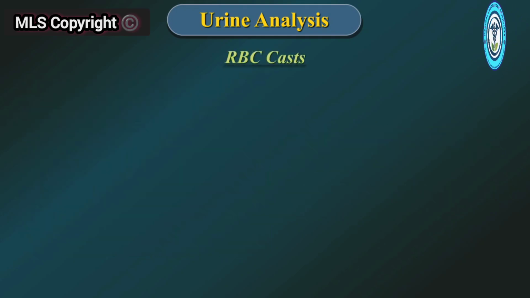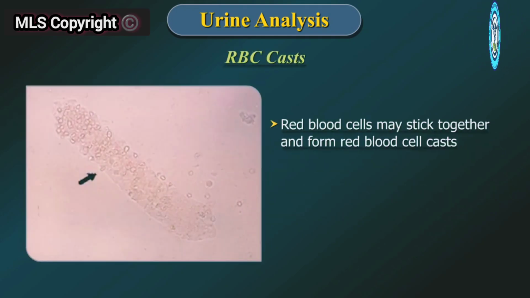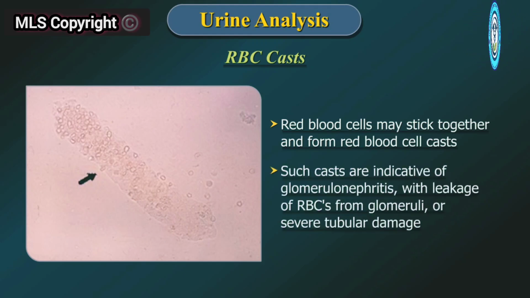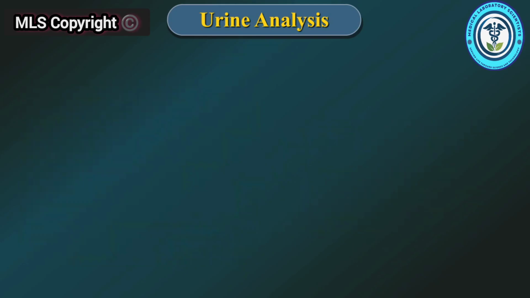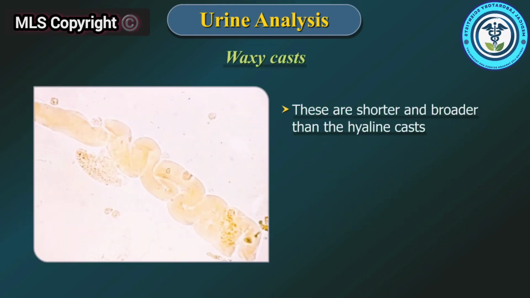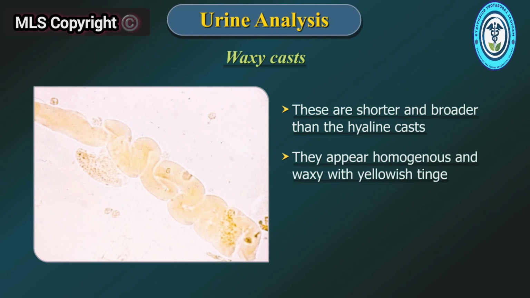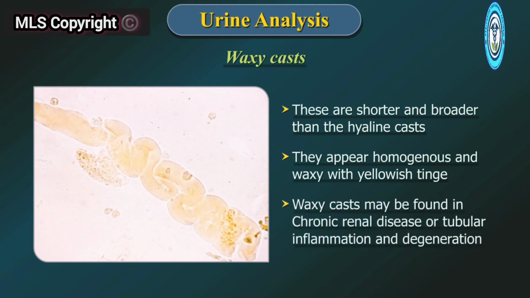disorder. RBC casts. RBC cells may stick together and form red blood cell casts. Such casts are indicative of glomerulonephritis with leakage of RBCs from glomeruli or severe tubular damage. Waxy casts are shorter and broader than the hyaline cast. They appear homogeneous and waxy with a yellowish tinge. Waxy casts may be found in chronic renal disease or tubular inflammation or degeneration.